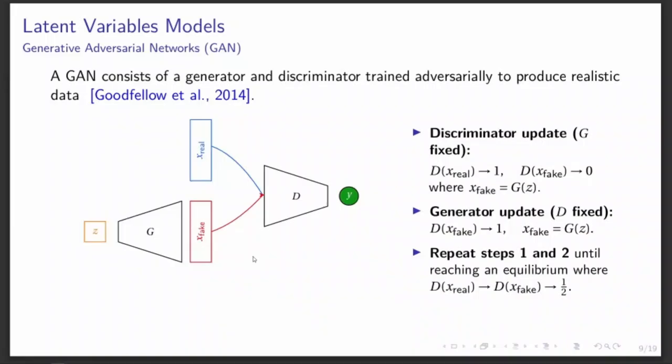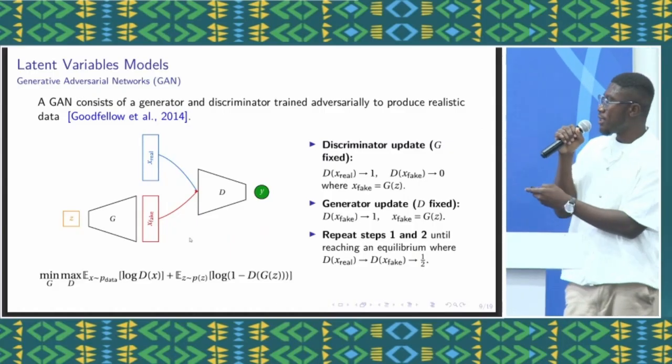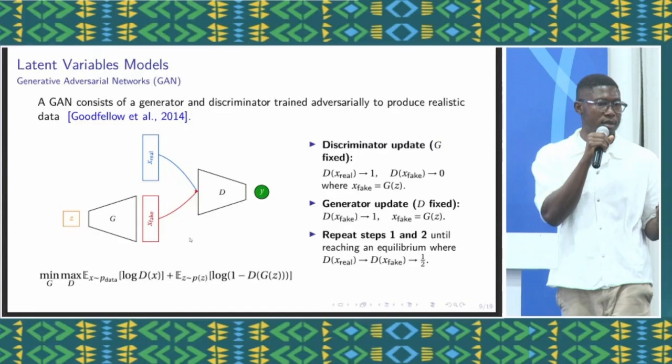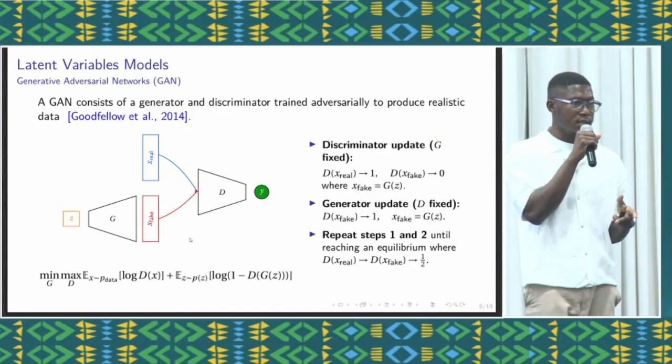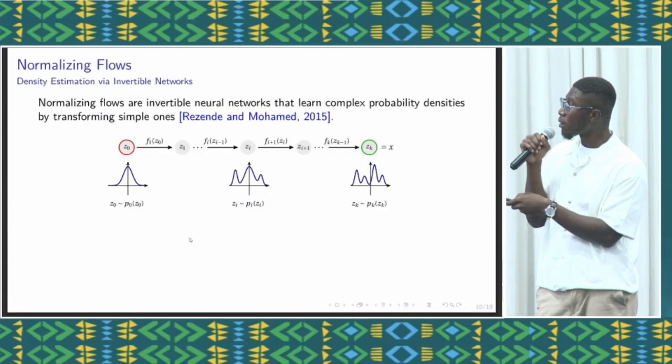And the idea is to repeat this step until we converge to a situation where the discriminator is good enough to distinguish between true and fake images, and the generator is good enough to generate an image that can fool the discriminator. And to train the GANs, the loss function is just a min-max because we have two steps. First, to train the discriminator, then to train the generator.